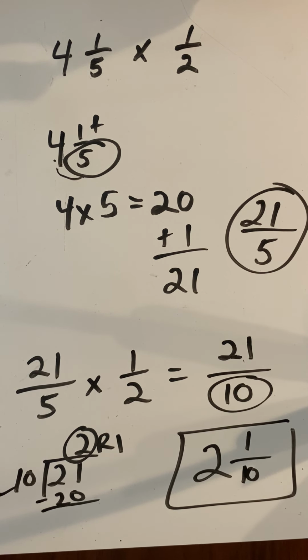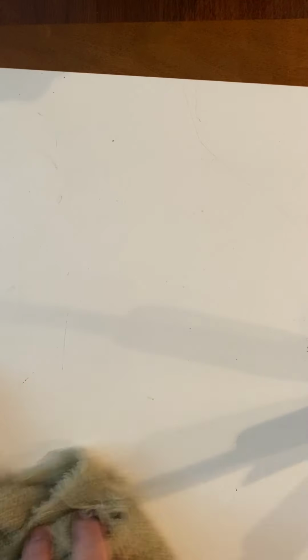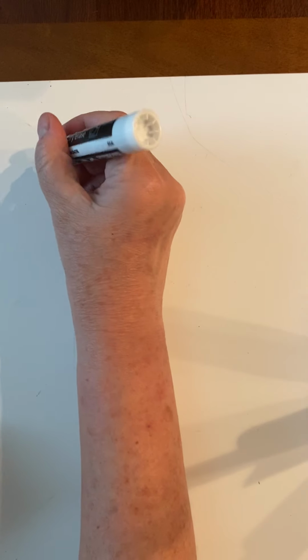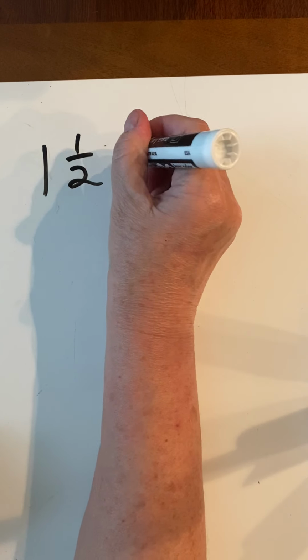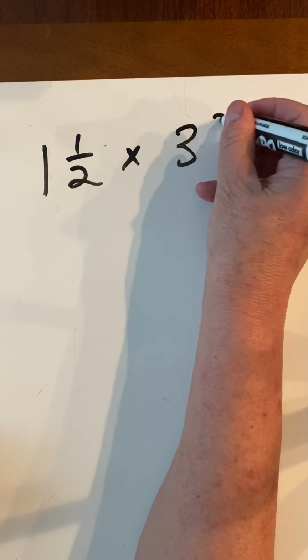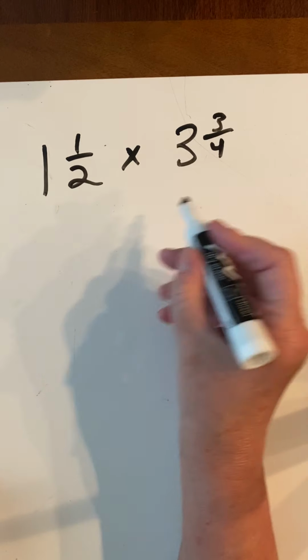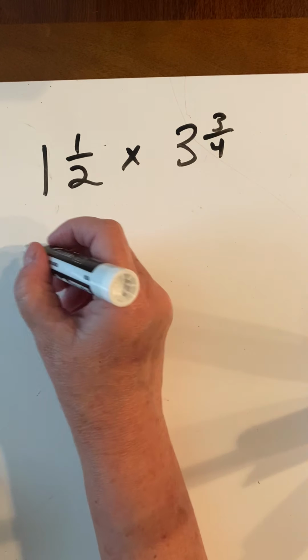Let's do another example. If I have the number 1 1/2 times 3 3/4. So I've got these two mixed numbers, 1 1/2 and 3 3/4. I've got to convert them both into improper fractions.